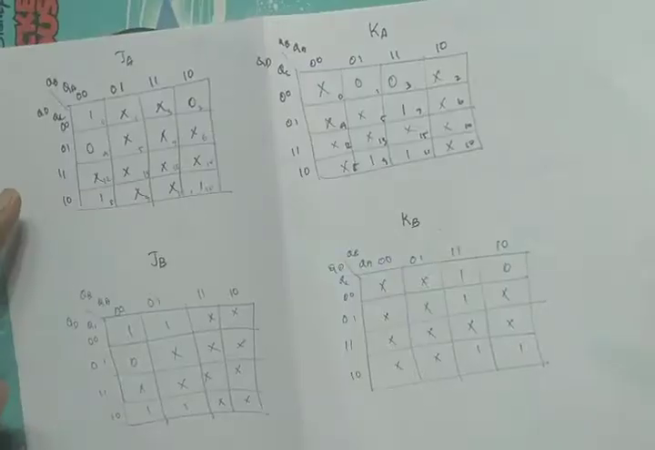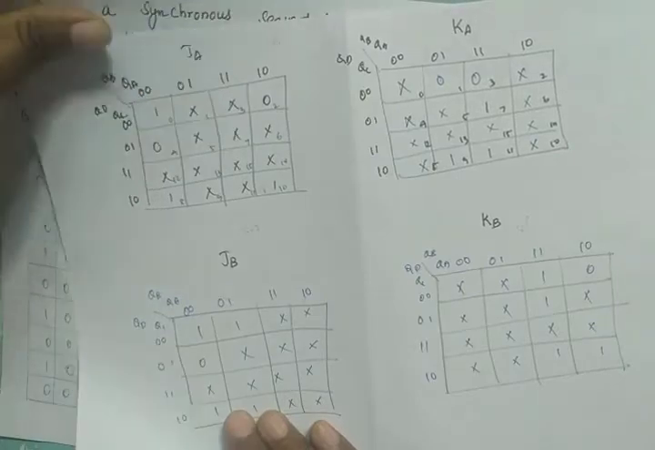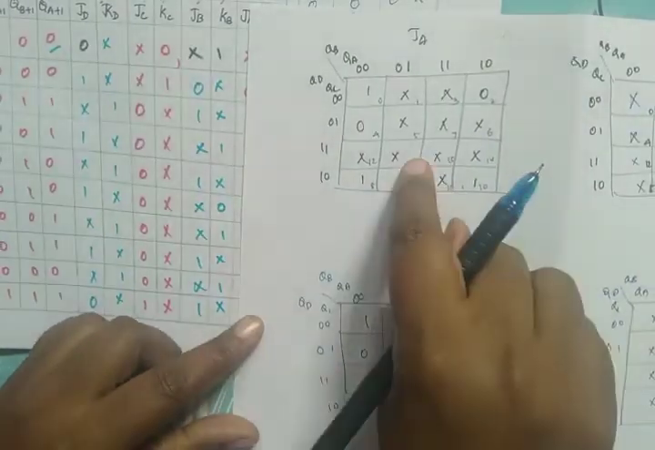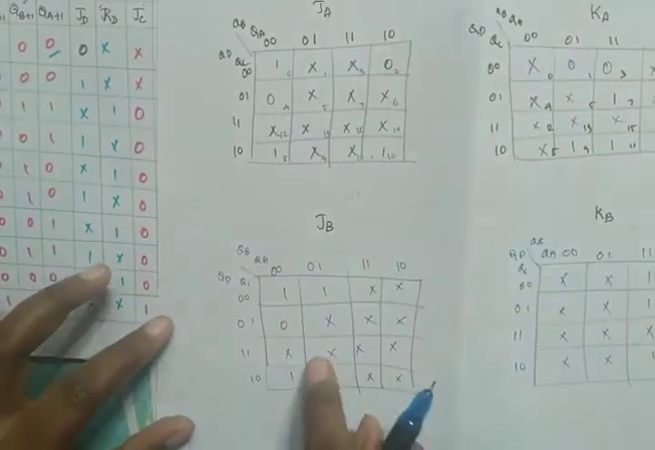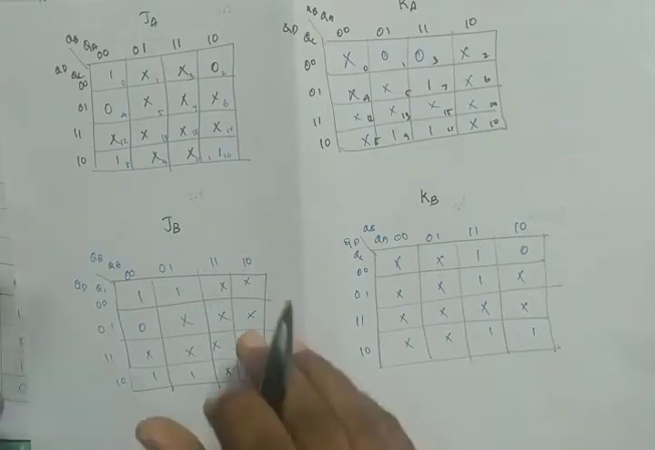Like this we have to fill JA, KA, JB, KB. So like this we have to complete this K map by seeing this table. So this is for JA, KA, JB, KB, JC, KC, JD, KD. Now what we have to do is form groups and write the answer for this. Let us form the groups.